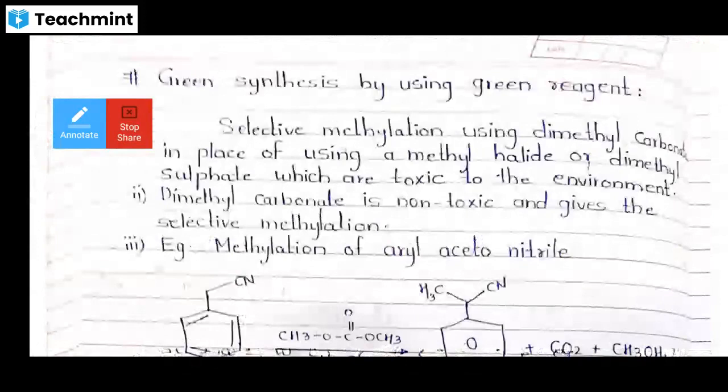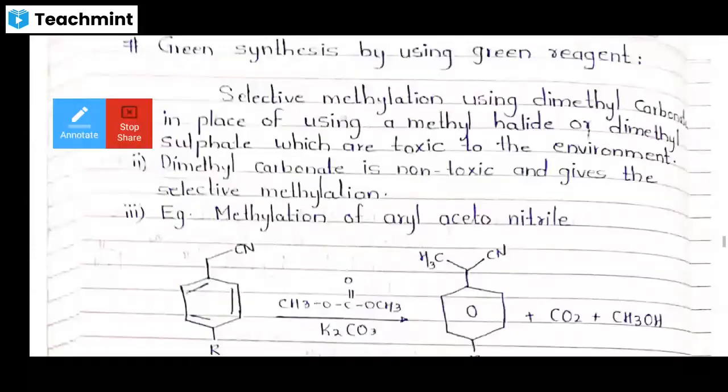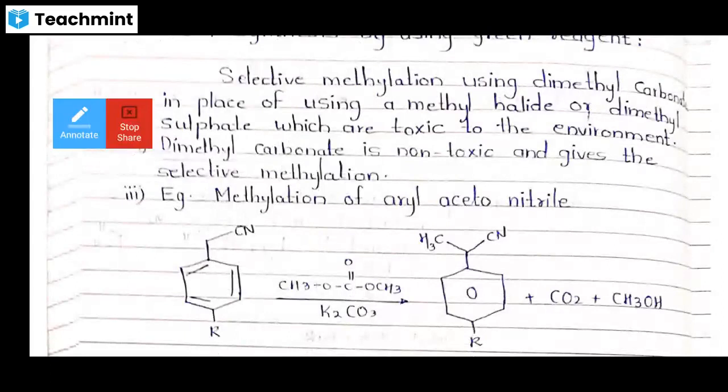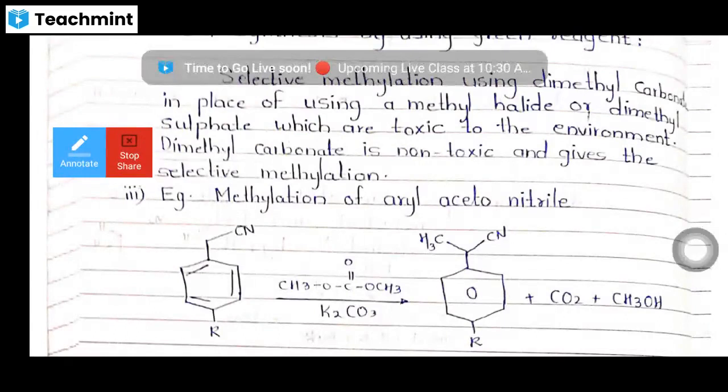What are the green reagents? Selective methylation using dimethyl carbonate in place of methyl halide or dimethyl sulfate, which are toxic to the environment, and dimethyl carbonate is non-toxic and gives selective methylation. Okay, there are a number of ways to proceed with methylation processes. We perform Friedel-Crafts methylation also. Dimethyl carbonate is also used. Methyl halide is also used for methylation reactions.